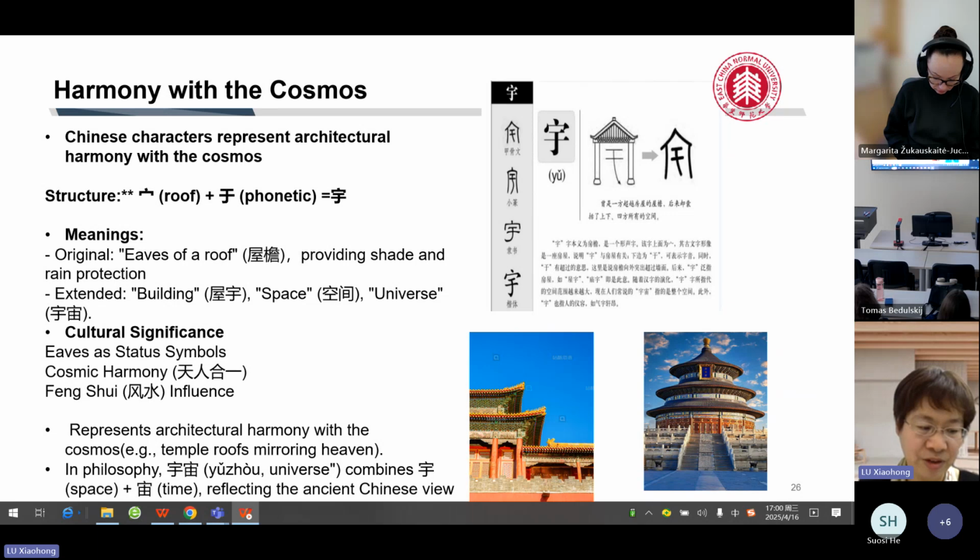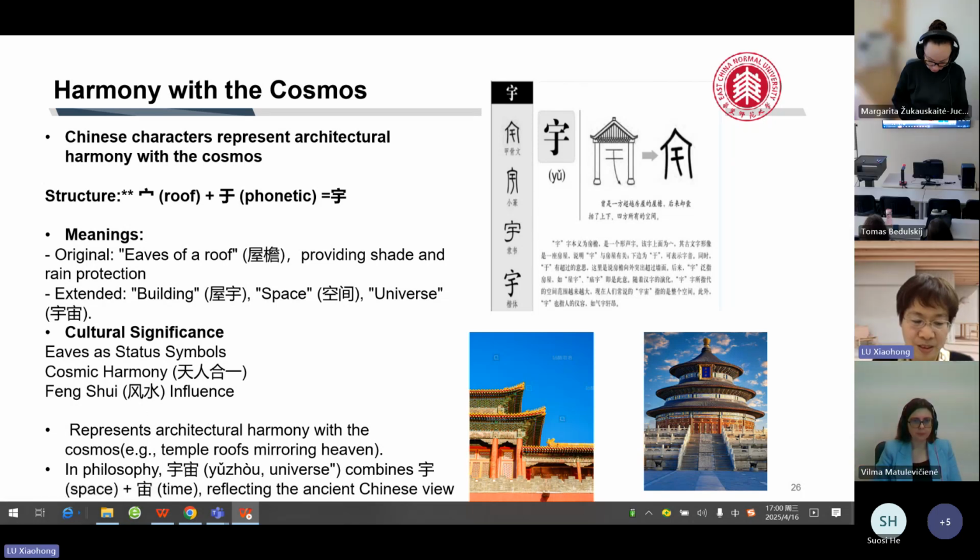So it has the function echoing in the upturned roof corner. Here you can see the eaves have the upturned roof corner, influenced by feng shui. So the enclosed space with the roof under the word yu symbolizes safety and family unity. So this word yu originally meant the eaves and then changed into the meaning of universe. So it represents architectural harmony with the cosmos. For this, we see these temple roofs mirroring heaven.